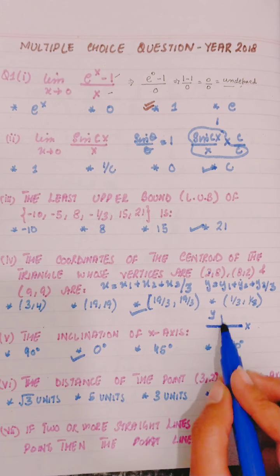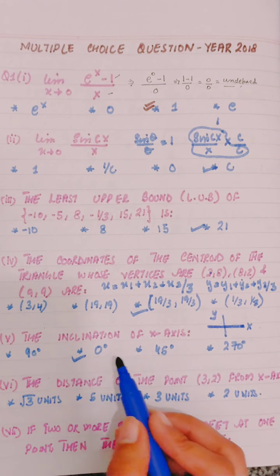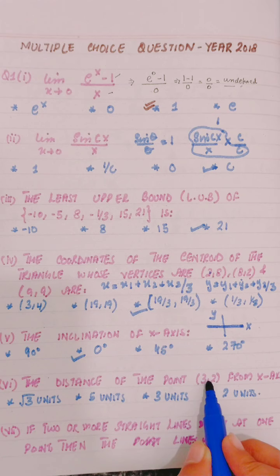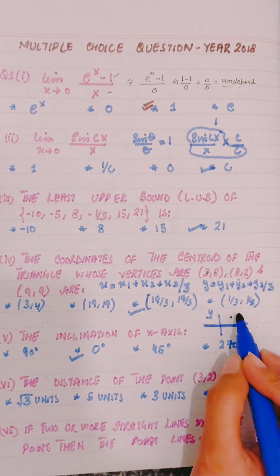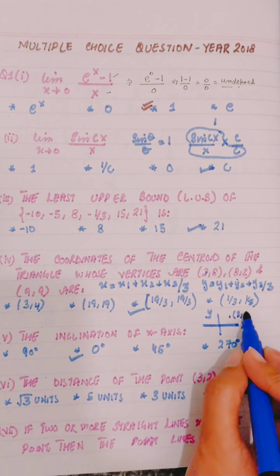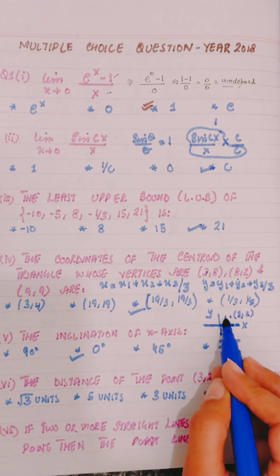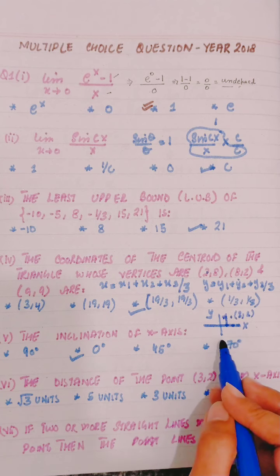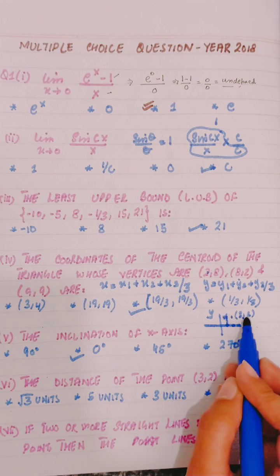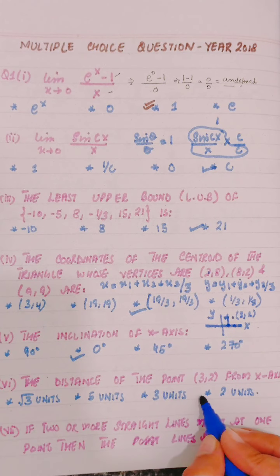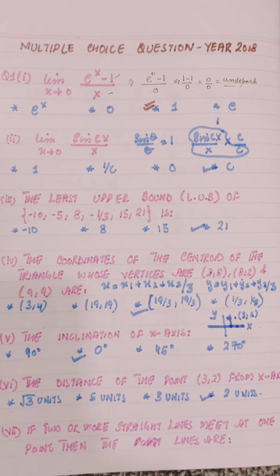And what is the inclination of y-axis? Y-axis is 90 degree. The distance of the point 3, 2 from x-axis is, the point is 3, 2. For example, these are the axes and here it is the point 3, 2. So the distance from the x-axis is, we have to go upward, so the value of y is 2, so the correct answer is 2 units.